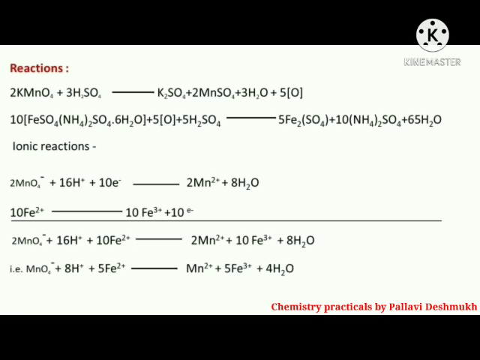The oxidation state of the Mn in the KMnO4 is +7, while the oxidation state of the Mn in MnSO4 is +2. So, the Mn +7 is converted into Mn +2. Similarly, the Fe dipositive ion is converted into the Fe tripositive ion. The ionic form of the reaction is also shown in the slide.